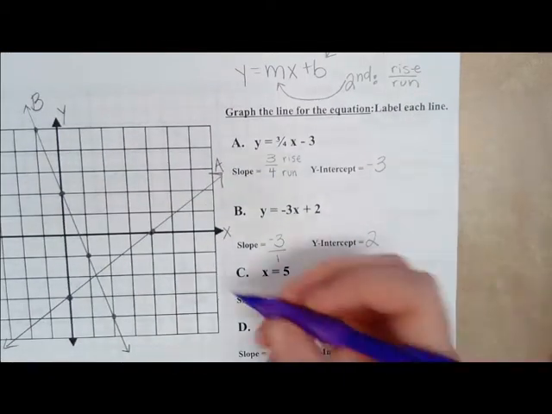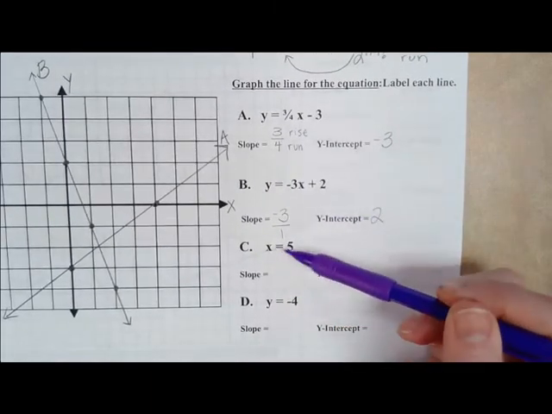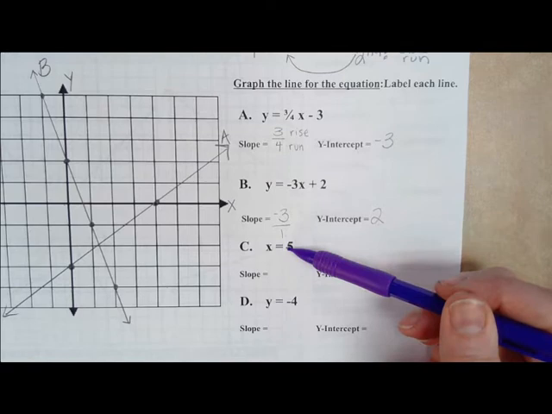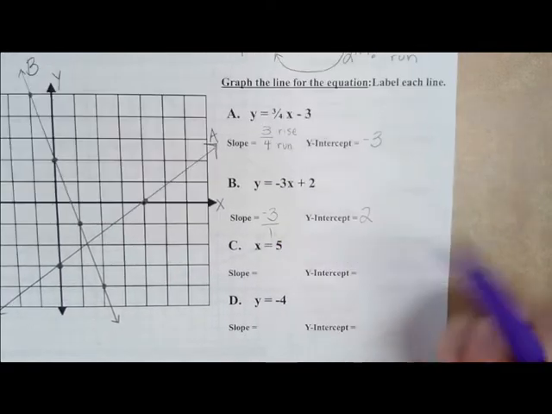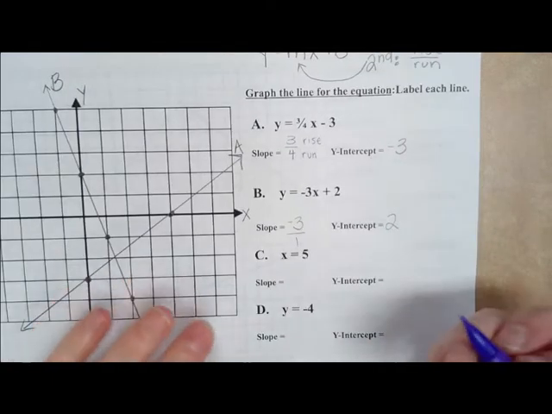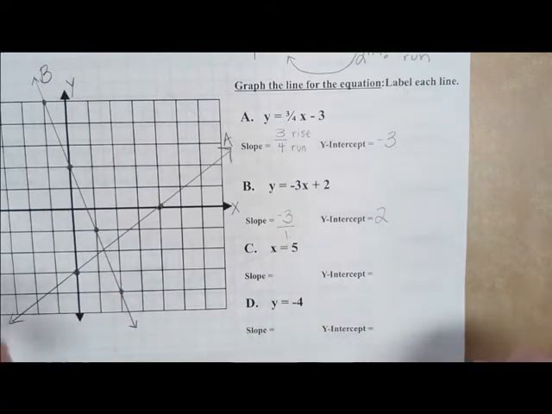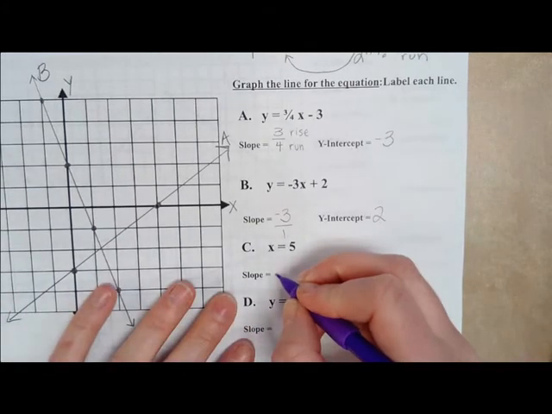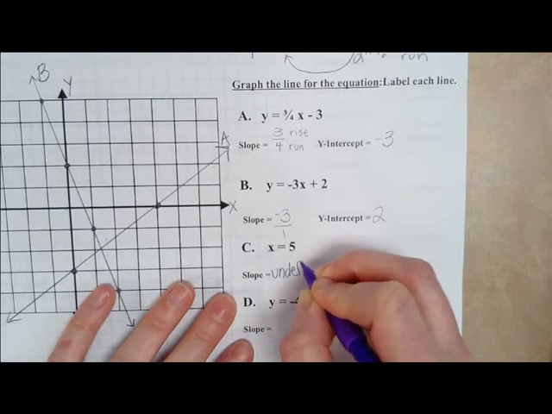Okay, C and D, we need to review a little bit on this. If I have x equals a number, is there a slope though? Does it even say y equals? No slope. It's not like a zero slope, it's like non-existent. What is that called in math? If it doesn't even exist. Undefined.